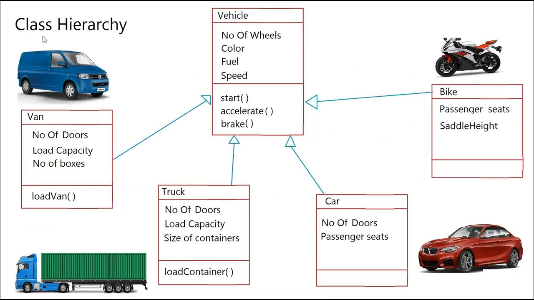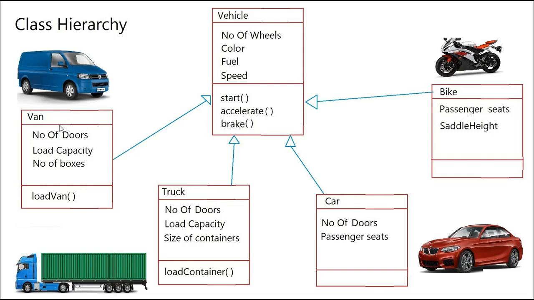Now, by combining everything together we have discussed so far, the class hierarchy will be something like that. Our top class is vehicle class and its child classes are van, truck, car, and bike. Vehicle class has four properties: number of wheels, color, fuel, and speed. And three methods: start, accelerate, and brake. All the stuff that is common in all these four classes is in vehicle class.